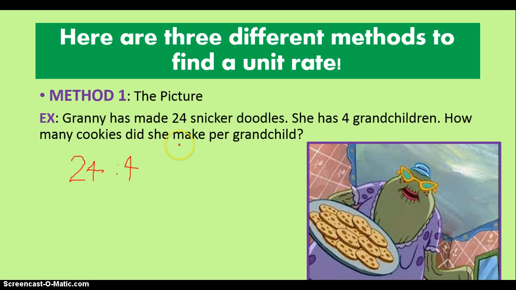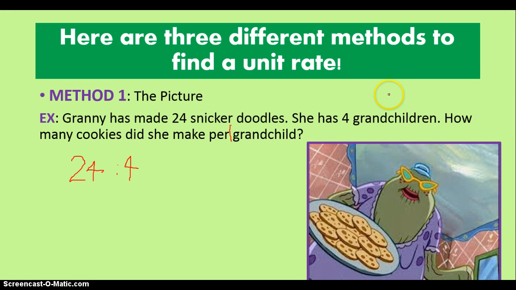What's the definition of a unit rate again? Yes. With a unit rate, you're going to want to put the number 1 before grandchild. So how many cookies did she make per 1 grandchild? When you read these questions, always put a 1 after the word per. So how many cookies did she make per grandchild?